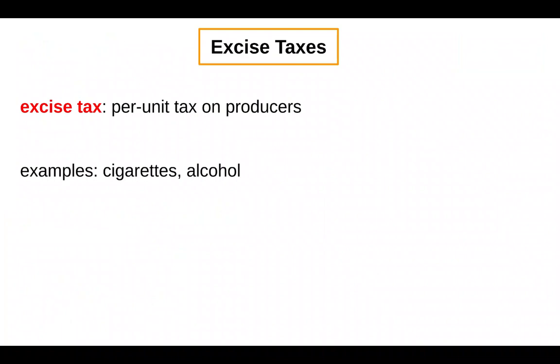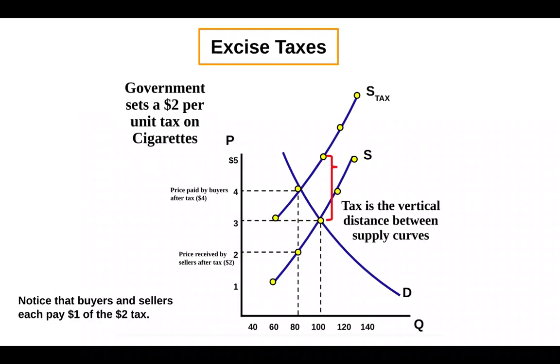Let's talk about taxes to wrap up this video. So this is another way governments can intervene in the market. An excise tax is a per unit tax on producers, for things like cigarettes or alcohol. Every time a unit is sold, the producer has to pay a tax. So how do we model that tax?